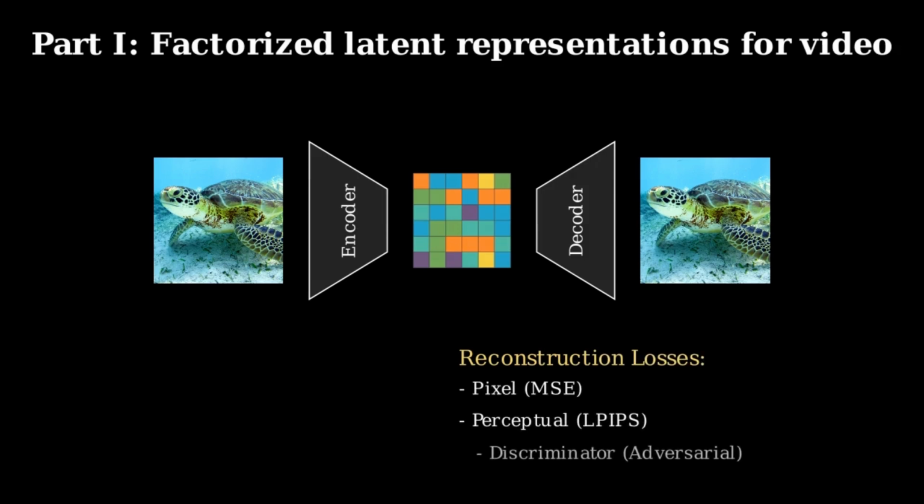For example, a 512 by 512 RGB image might be squeezed into a 64 by 64 grid with 4 channels. This heavily compressed latent grid is trained using a combination of pixel-level mean square error, perceptual LPIPS loss, and adversarial discriminator losses to ensure the reconstructed image retains maximum visual fidelity.